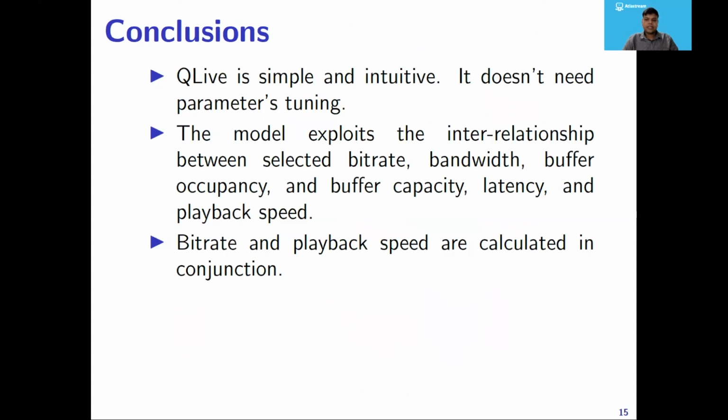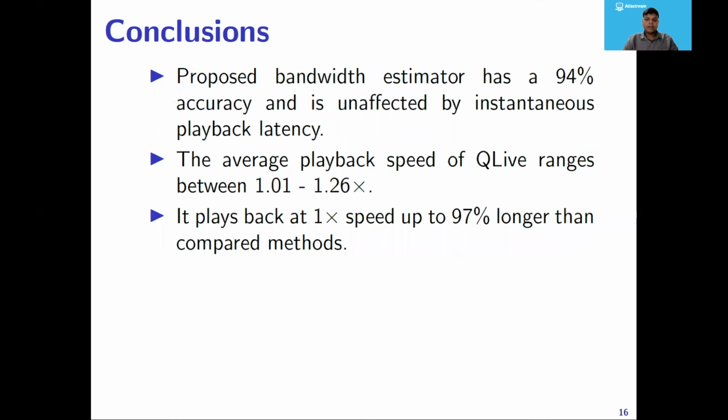Based on all these results, we can conclude that QLive performs much better because it establishes a relationship between all the factors such as bitrate, bandwidth, buffer occupancy, buffer capacity, latency, and the playback speed. Since the bitrate and the playback speed are calculated in conjunction, QLive can control the latency without any excessive modification in the playback speed. Overall, our bandwidth estimator is more robust, and QLive plays the video at an average speed of 1.01 to 1.26 times the normal speed while having up to 97% longer duration at the normal speed, without any sacrifice of the average bitrate or causing any additional stalls.